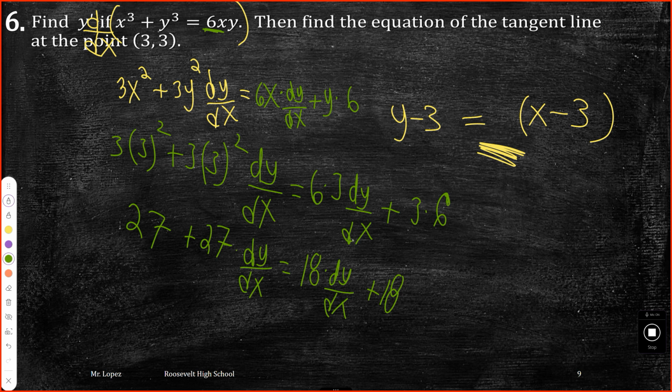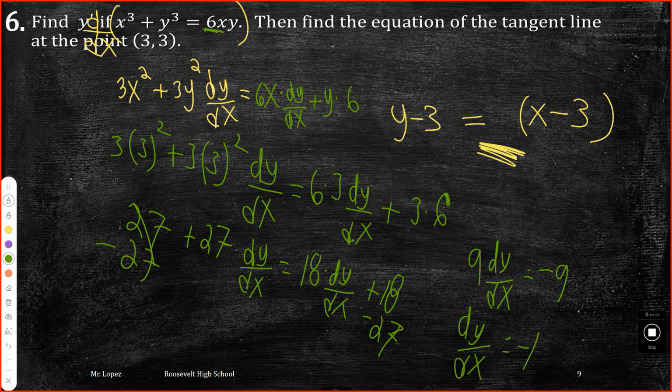I'm going to move 27 to the other side. Minus this to this side, yes? Which is 9 dy/dx. So 9 dy/dx is equal to negative 9. Is dy/dx equals negative 1? Yes or no? I hope I did it right.